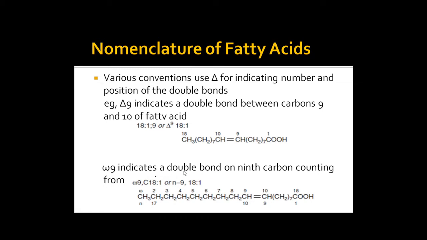Omega 9 indicates a double bond on the ninth carbon counting from the omega side. So if we write omega 9 C18 colon 1, it means now the double bond is between carbon number 9 and 10 starting from the methyl end.